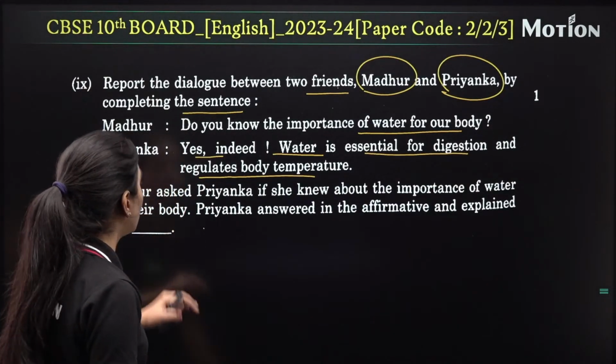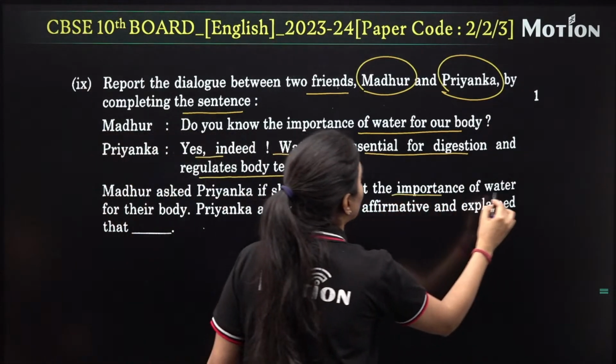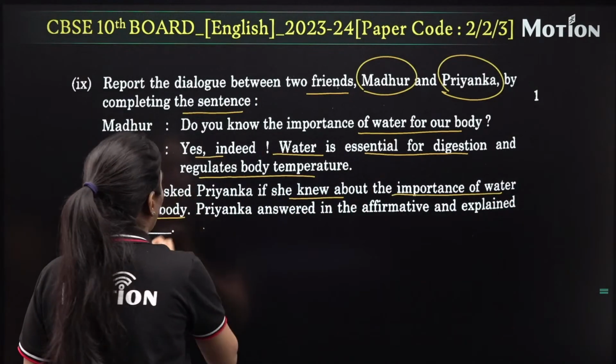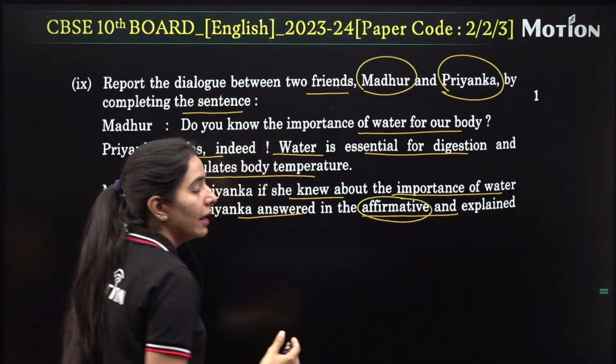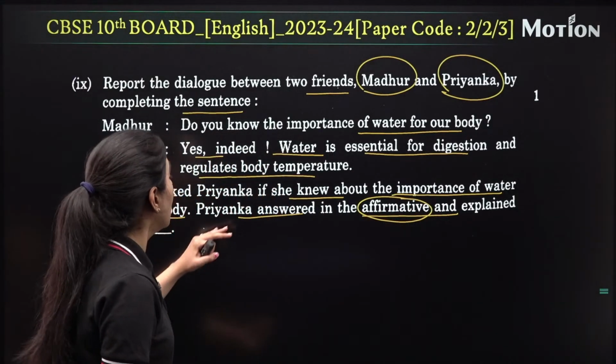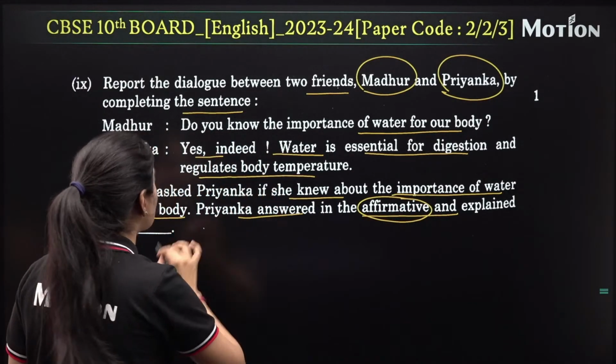Okay, so Madhur asked Priyanka if she knew about the importance of water for their body. Priyanka answered in the affirmative. Affirmative means in a positive manner, in a positive way. Priyanka answered in the affirmative and explained that.